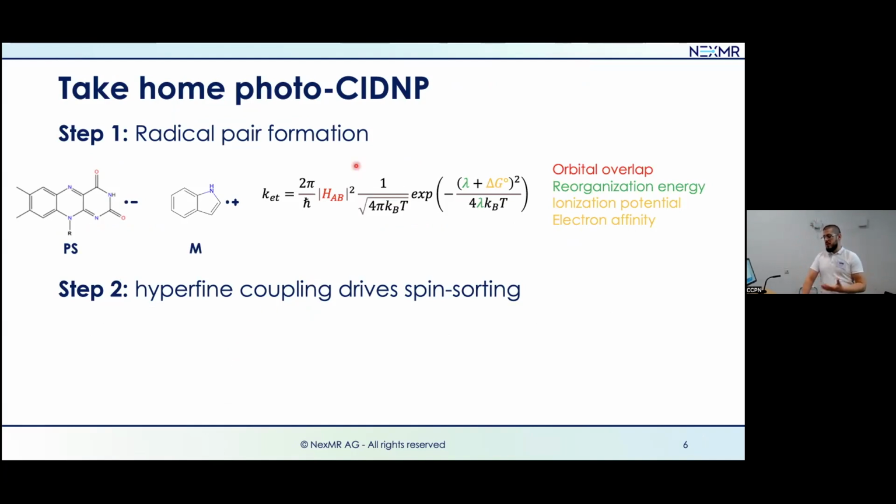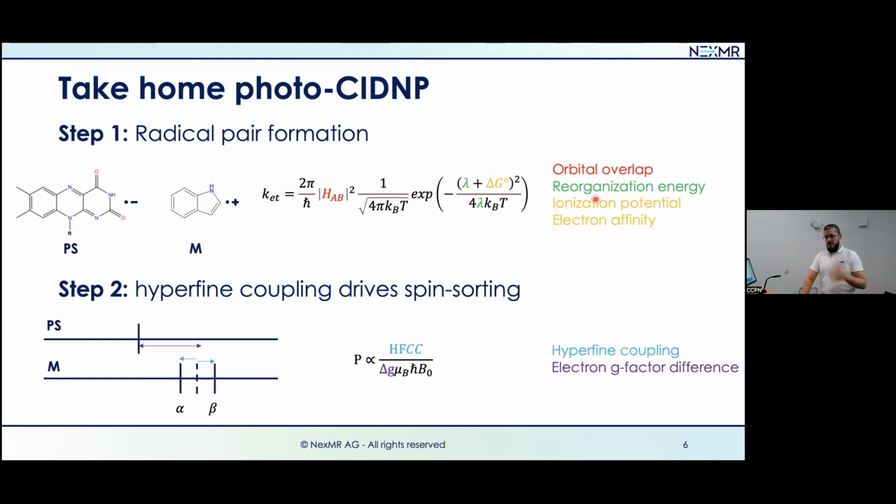Which is the equation that you have here, and we don't need to dive into that, but what's important is that you need to know the orbital overlap between the two molecules, the reorganization energy, this is the energy between the conformation of the ground state molecule and the radical, and some ionization potential and electron affinity, right, for the electron transfer. The other thing is the hyperpolarization is driven by the hyperfine couplings, which drive the spin sorting, right, between the alpha and beta spin states.